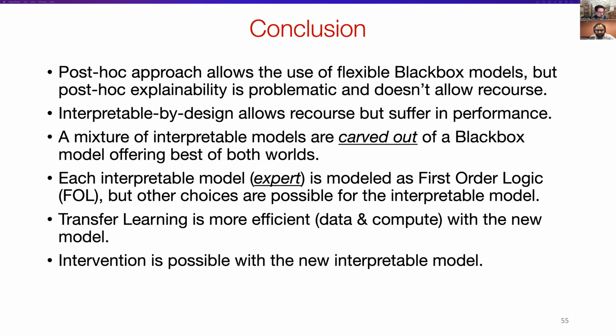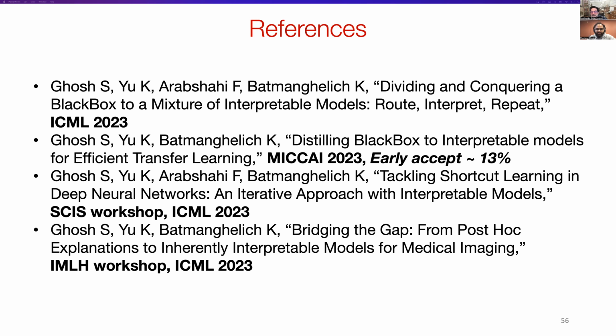And intervention is possible with a new interpretable model. In our paper, we showed a lot of this test time intervention and completeness score metric to showcase that our model performs way better than the baselines. There is also another application which we showed, which is the elimination and detection of spurious correlation. And these are the papers where we discuss all this work.